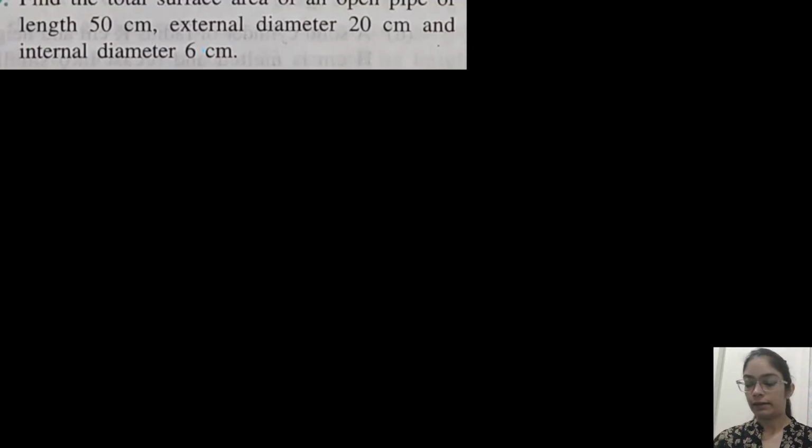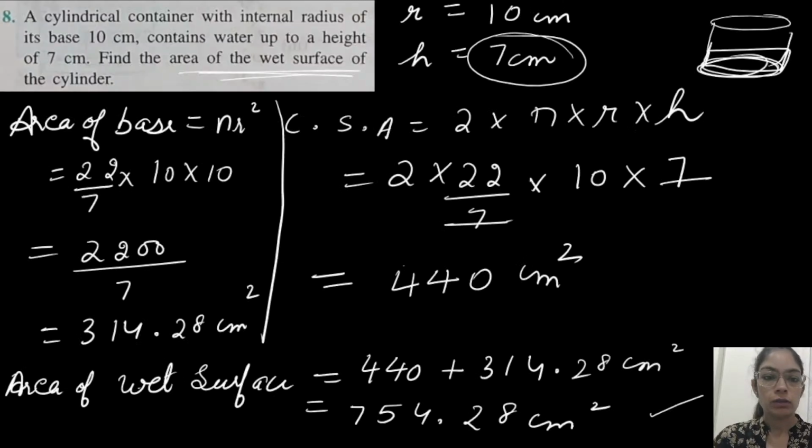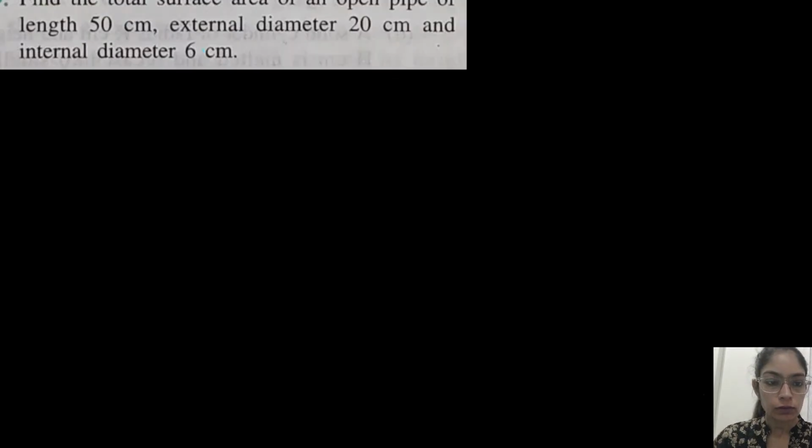So let's start. Like we were doing, first of all, we will write what is given to us and what we have to find. And then we will start the question. So till question number 8 we have done. So the ninth one is, you can see the statement of the question.